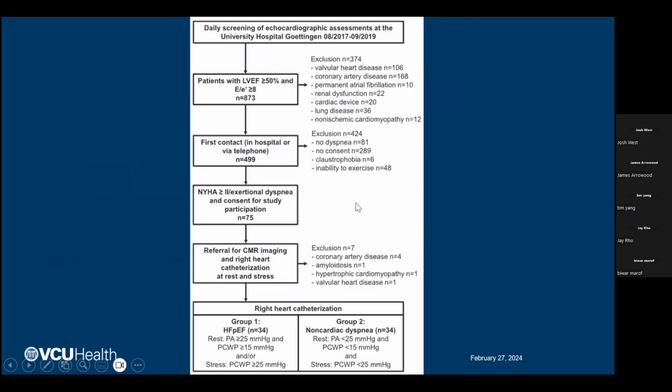And so this is their flow chart. I put this up only to highlight this right here where they were referred for CMR imaging. And so many of these patients, in this case 7 individuals, were screened out because they were found to actually have signs of coronary artery disease, amyloid, hypertrophic cardiomyopathy, valvular heart disease, things that, of course, CMR is uniquely positioned to identify. But once they excluded all these individuals, they had their 2 groups. Exactly half of them ended up being diagnosed with HFpEF, half of them ended up being diagnosed with non-cardiac dyspnea.